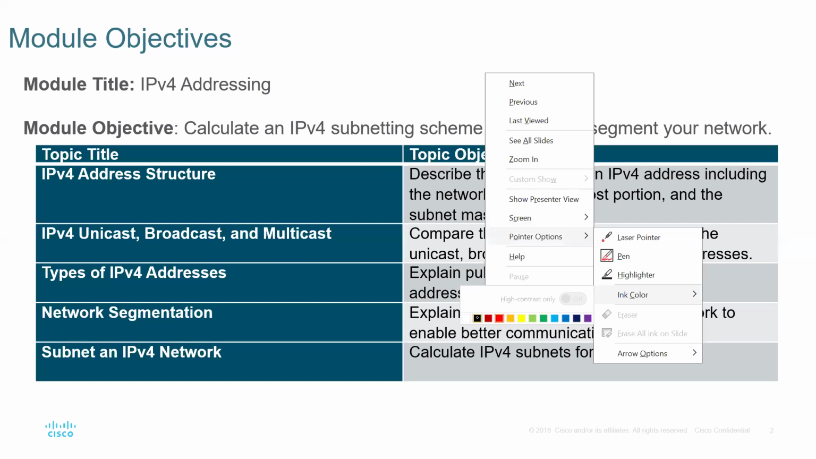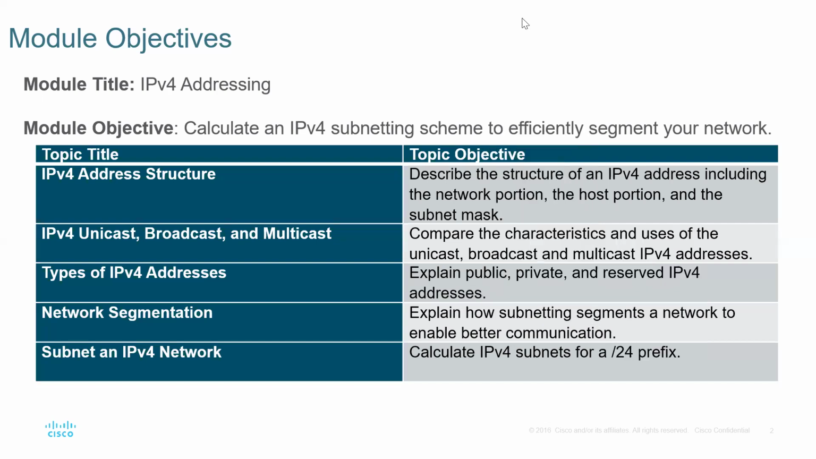Let me change this first. Right. So we're going to describe the structure of an IPv4 address, including the network portion, host portion, and mask. Compare the characteristics and uses of the unicast, broadcast, multicast addresses. Explain public, private, reserved. Explain how subnetting segments a network to enable better communication and calculate the IPv4 subnet.